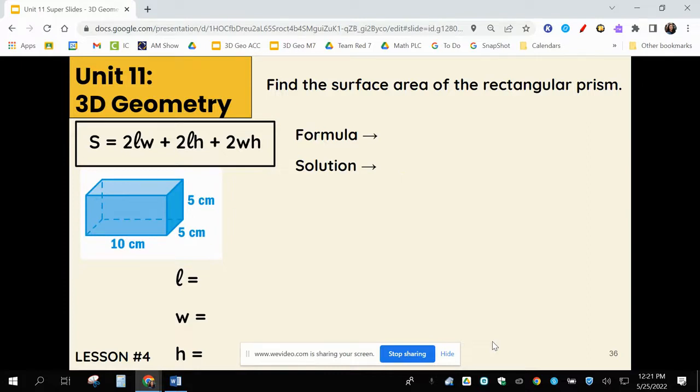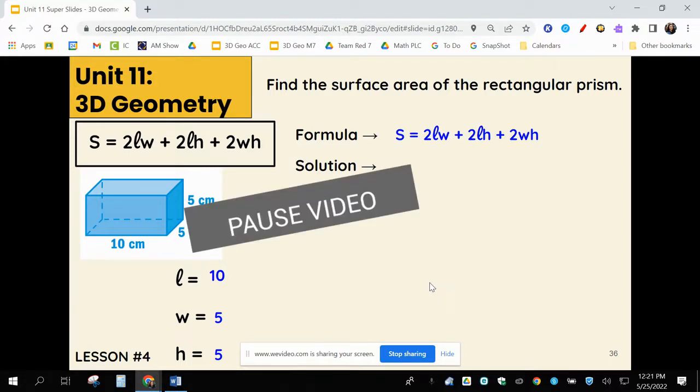All right, let's do another example. So first, let's say that the length is 10. Let's say that the width is 5. And let's say that the height is 5. We have to write down our formula. I have it typed out right here. So just very carefully, please copy it down. And feel free to pause the video if people need more time to copy it down.